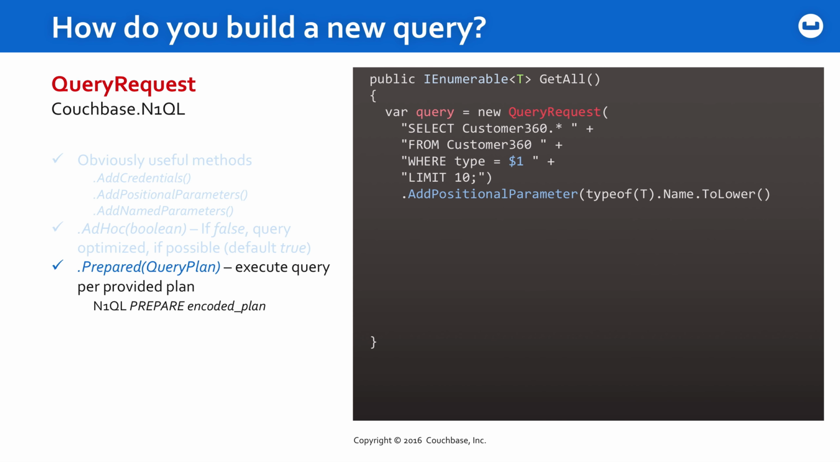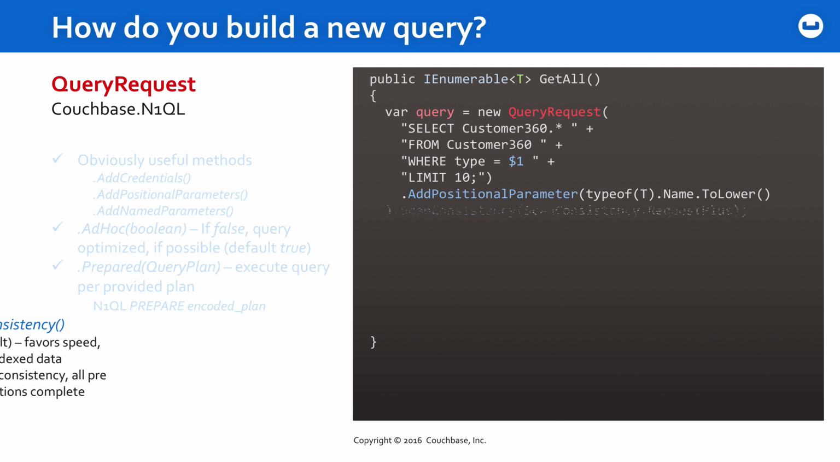You can also execute specific query plans. In N1QL, as you would learn elsewhere, there is a prepare statement that you can use to pre-prepare an encoded plan for a query, and you can pass that encoded plan along with your query request, again, if you want to customize your specific optimization for a specific query.